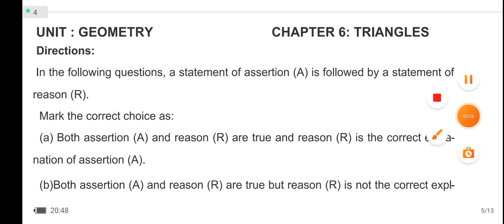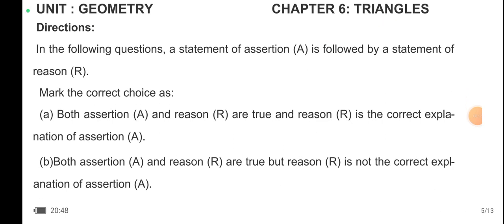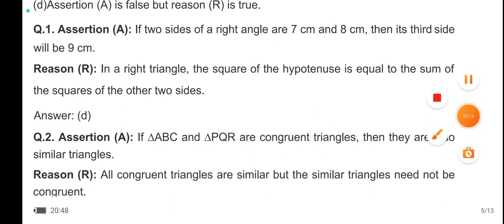Today, we're going to discuss class 10 CBSE assertion reasoning questions from chapter 6, Triangles. We all know the basic things about assertion reasoning, children.